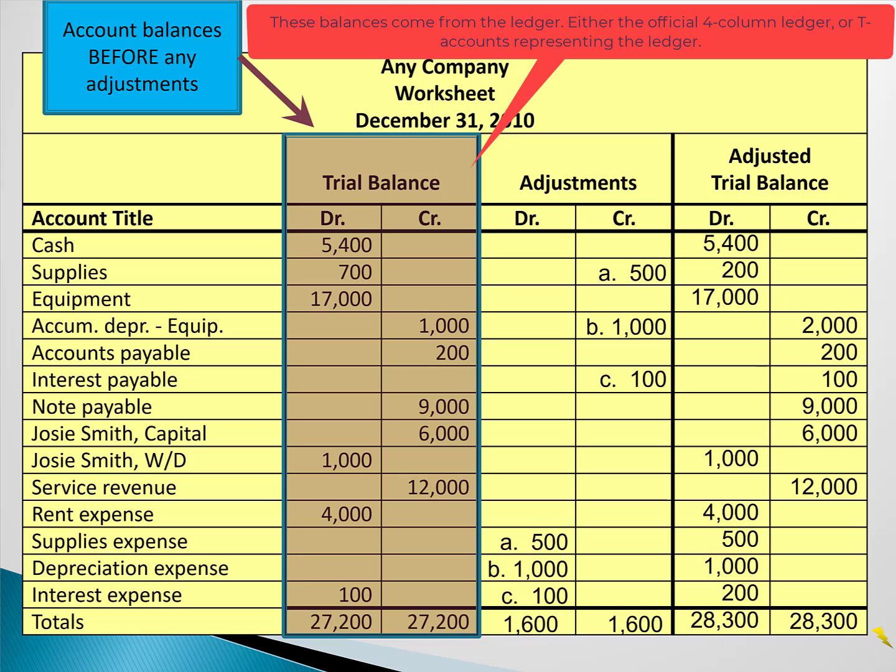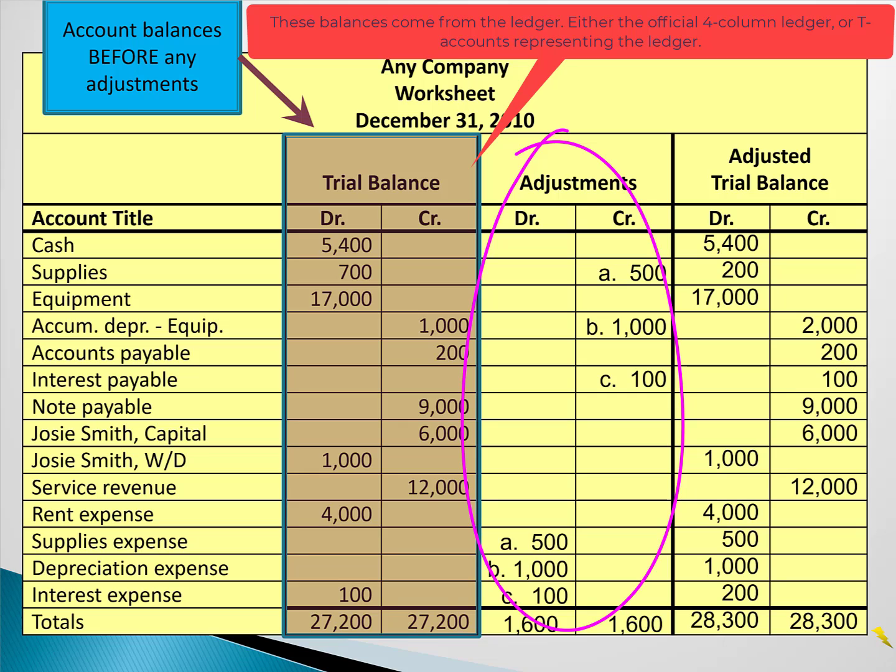On all worksheets, the first set of columns is called the trial balance. So all these numbers are just the balances of each account from the ledger. And the ledger could be the official 4-column ledger, or when you're learning accounting, often they come from T accounts. But just realize that these are the account balances before the adjustments. And then in the adjustments columns, before the accountant enters these adjustments into the journal, the accountant uses this worksheet, which is basically a spreadsheet, to help summarize the adjustments and to calculate them.